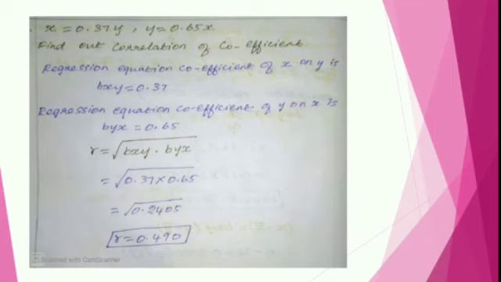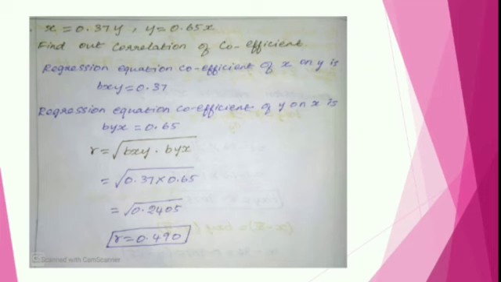Example problem number 2. x equal to 0.37y, y equal to 0.65x. Find out the correlation coefficient. Regression coefficient of x on y is bxy equal to 0.37. Regression coefficient of y on x is byx equal to 0.65.